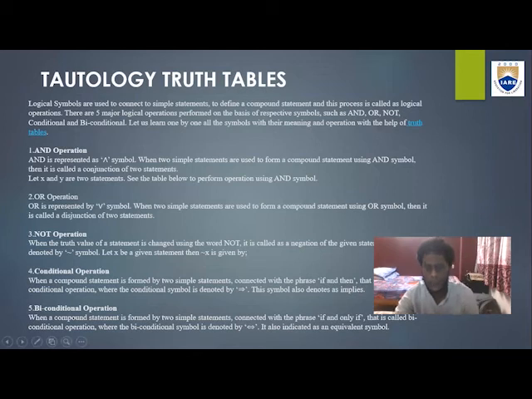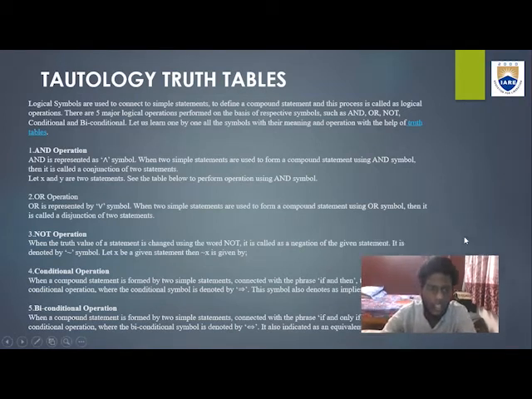Now let us discuss the tautology truth tables. Logical symbols are used to connect simple statements to define compound statements, and this process is called logical operations, which means the logical symbols are used to connect simple statements. There are 5 major logical operations performed on the basis of respective symbols, as we have discussed earlier, such as and, or, not, conditional, and biconditional. Let us learn one by one.